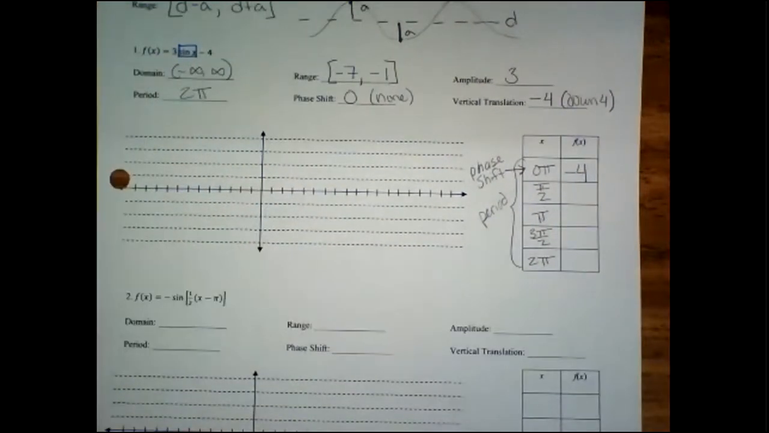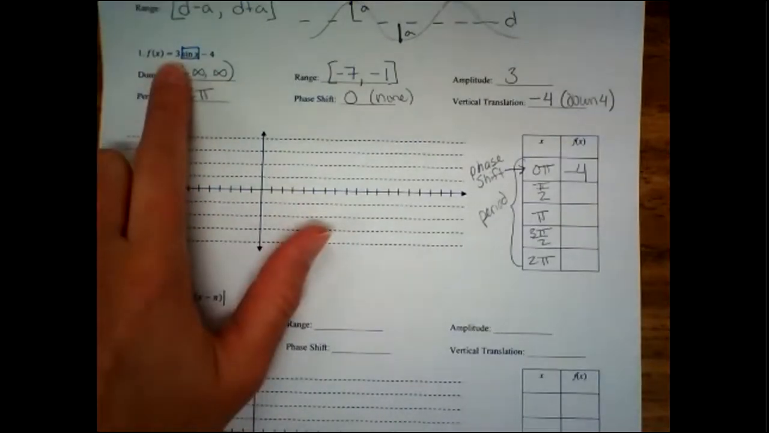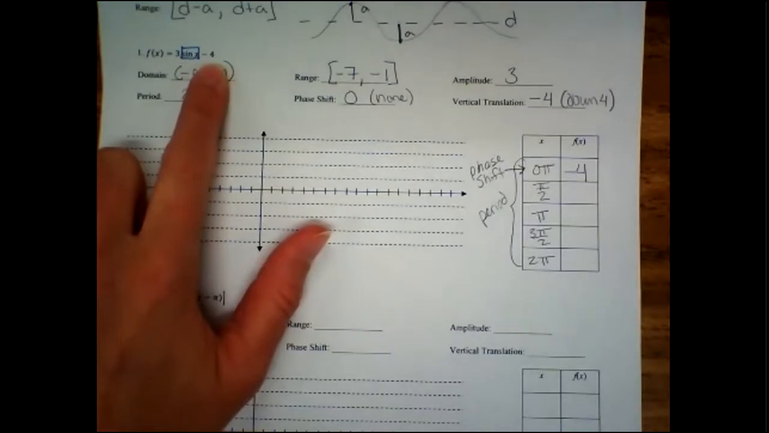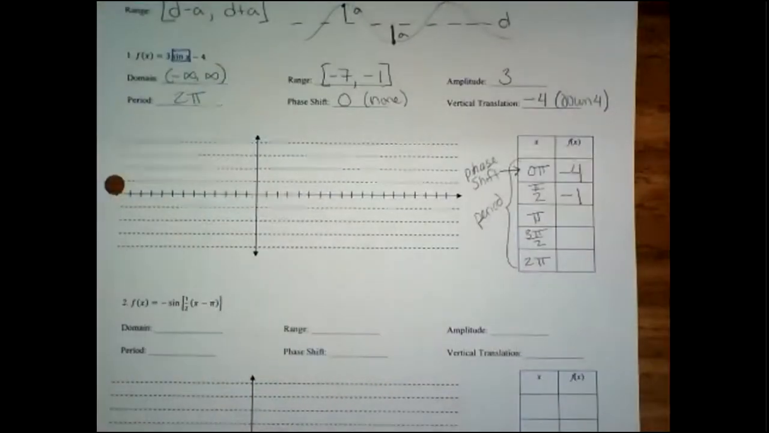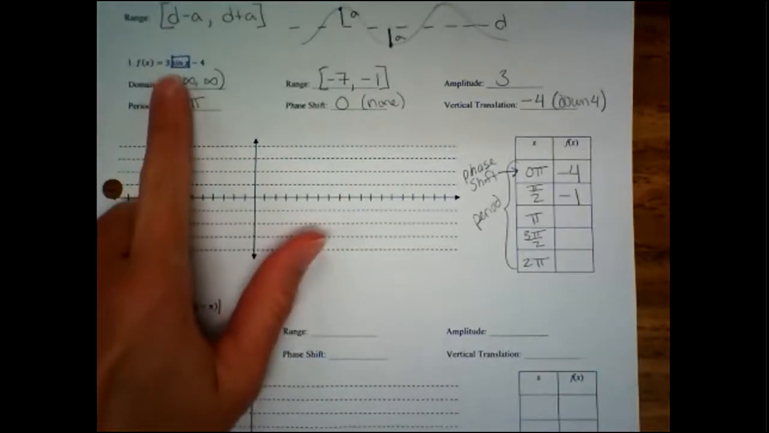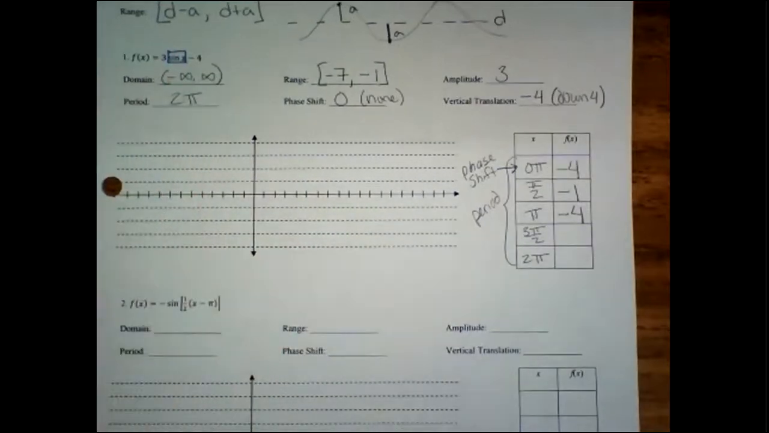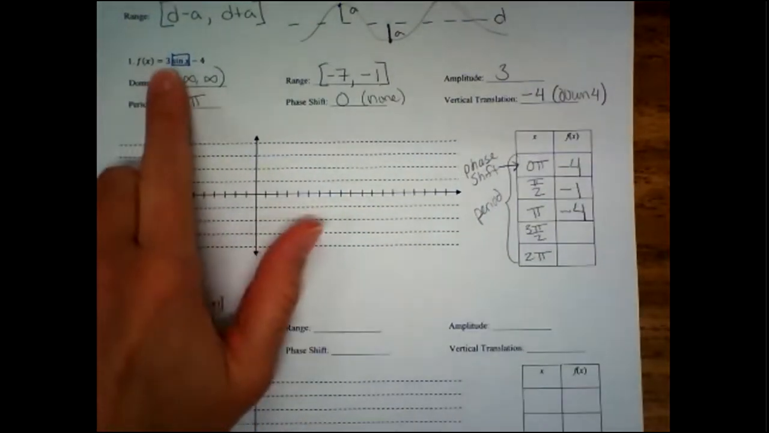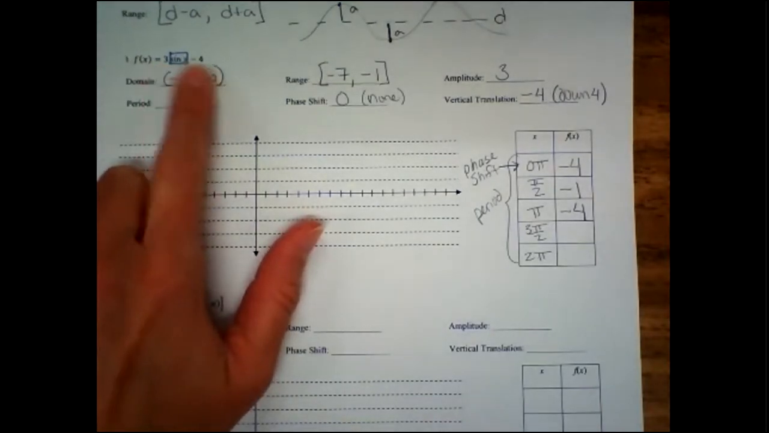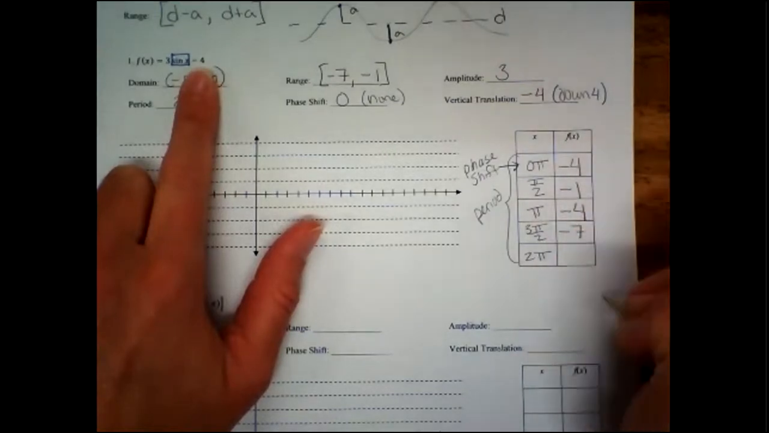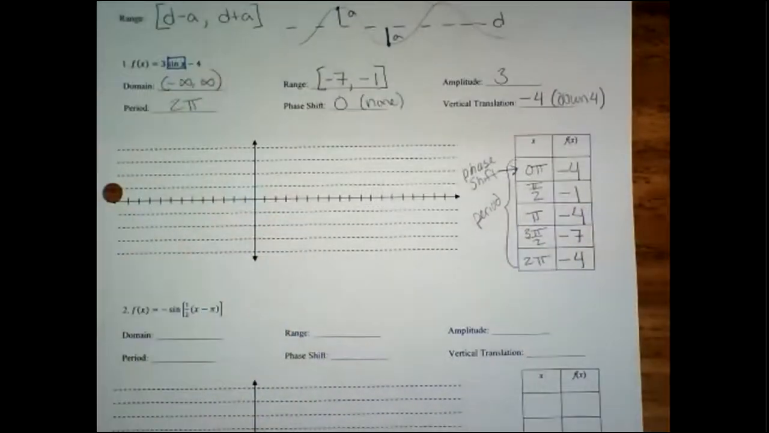Keep going around the unit circle. Now we're at the top. What's the y value? 1 times 3. 3 minus 4. Now we're on the left side. It's 0 times 3 is 0, minus 4 is negative 4. Now we're at the bottom. What's the y value? Times negative 3, or times 3 is negative 3. Sorry, my brain said the answer. Minus 4, negative 7. And then the last one's going to put you right back where you started.